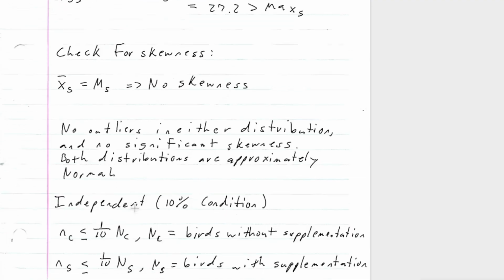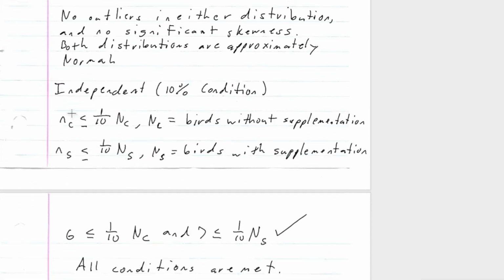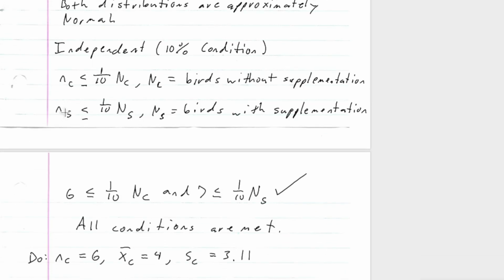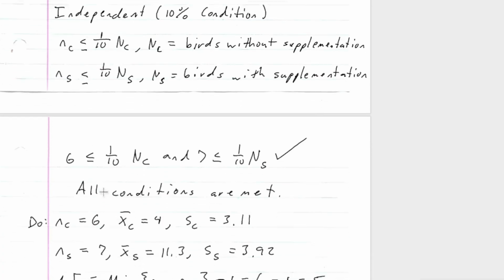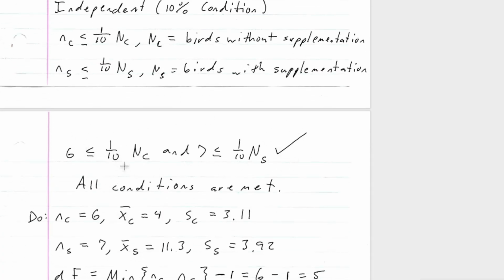The independence condition: the number has to be less than or equal to 1/10 of the total number of birds without supplementation. And of course, the number in the supplemented group has to be less than or equal to 1/10 of all birds with supplementation. And I think it's safe to say that both of these conditions are met. So all conditions are met.